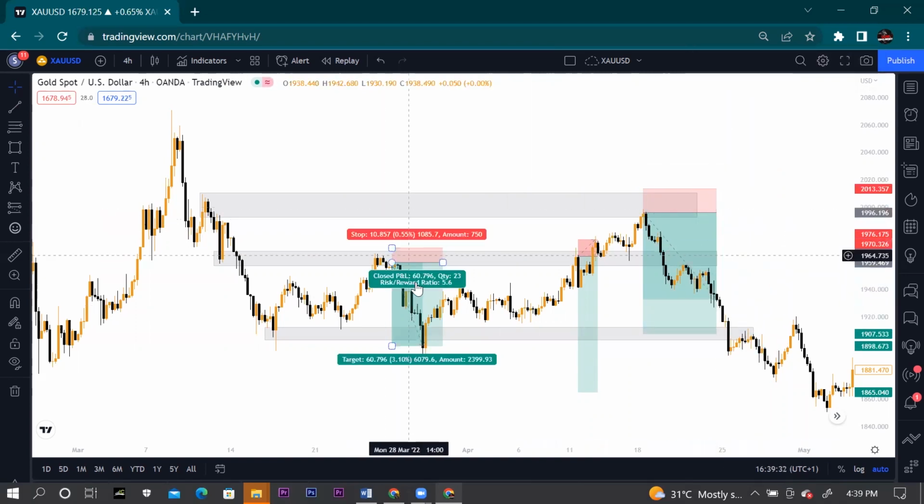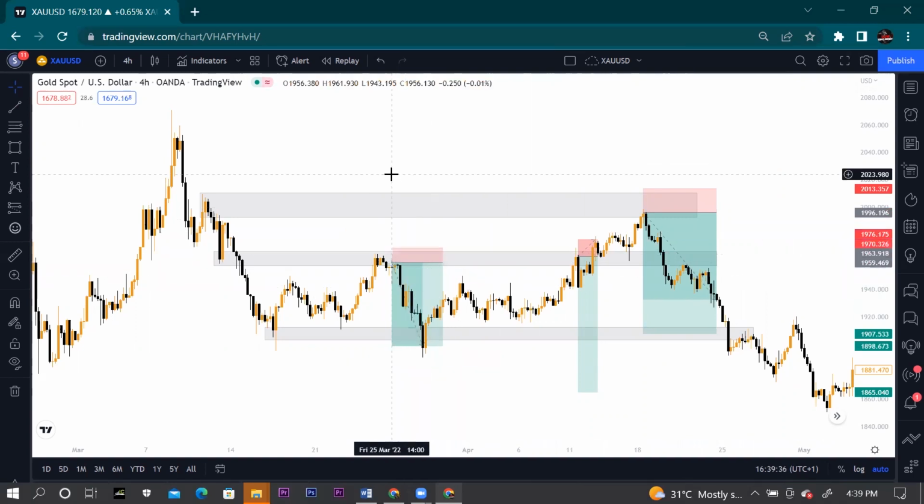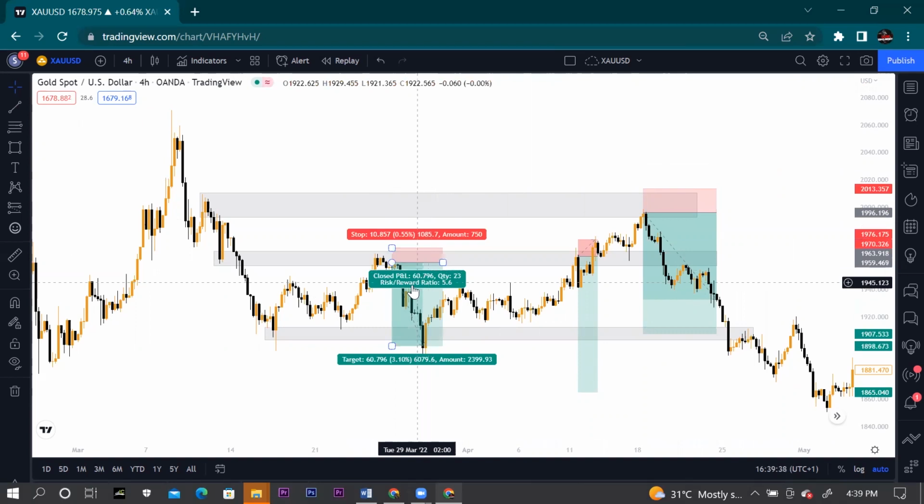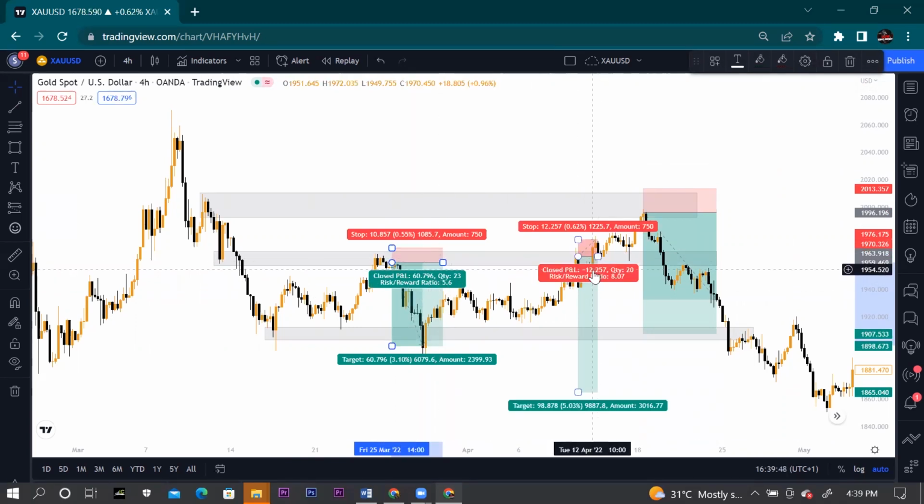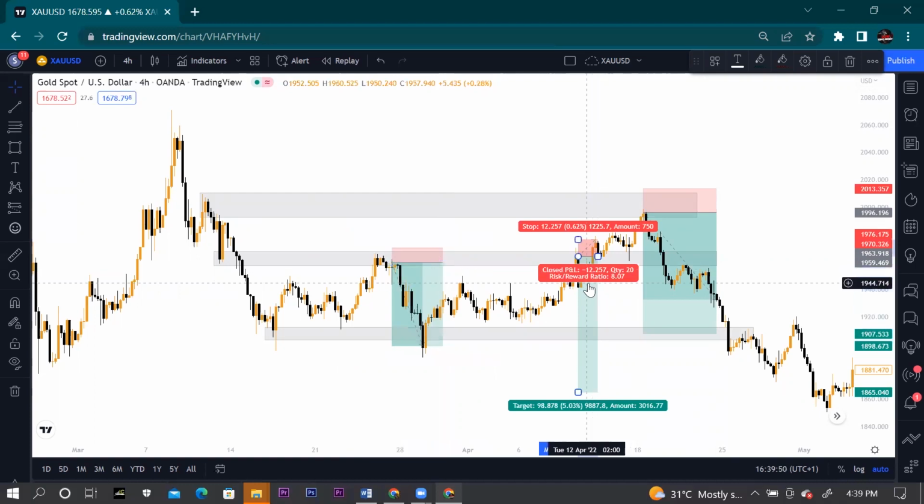Now let's say we had an account of $10,000 and we risked $100 on this trade. This one is 1:5 risk to reward, which means the $100 you're risking here gets you $500. That was a good one, 1:5 risk to reward.